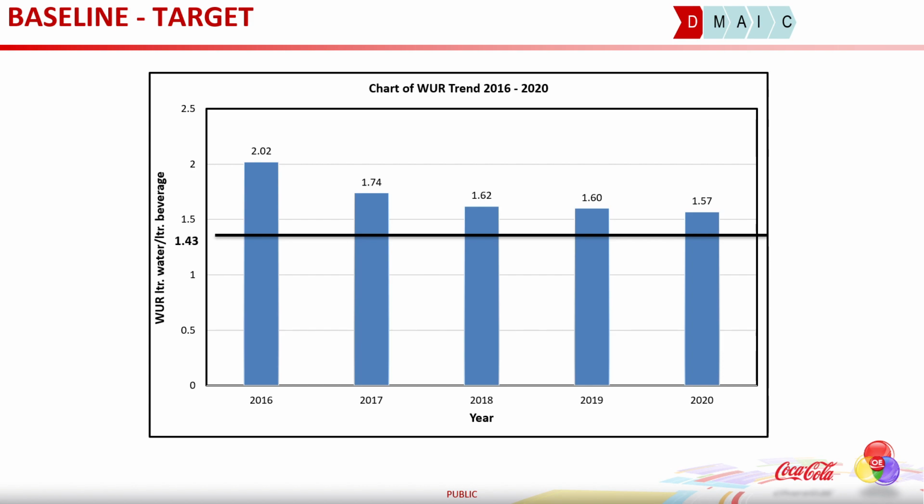So in this way we have to define the baseline, that this is the yearly trend and what we are going to target for this project. So we will say that for this DMAIC project of water usage ratio, our target will be 1.43 liters of water per liter of beverage. So our baseline target will be 1.43, and all the working and all the action plan, root causes analysis will take us towards this target or even lower than this target.